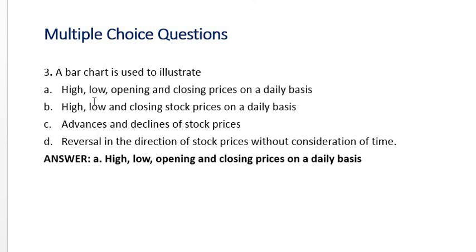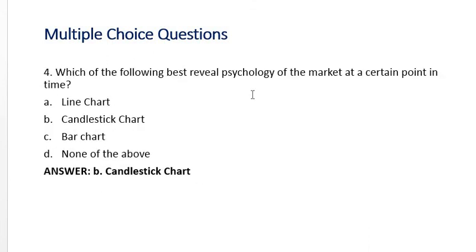A bar chart is used to illustrate high, low, opening and closing prices on a daily basis; high, low and closing stock prices on a daily basis; advances and declines of stock prices; reversal in the direction of stock prices without consideration of time. It represents high, low, opening and closing prices on a daily basis. The next one is, which of the following best reveals the psychology of the market at a certain point in time? Line chart, candlestick, bar chart, none of the above. It is the candlestick chart, because when the prices decrease, we shade the candle.